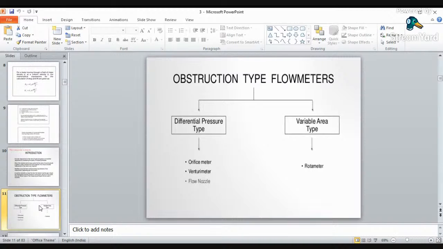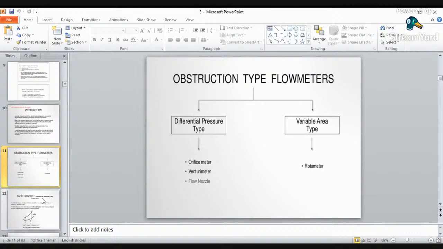Then there is one more principle used to calculate flow, which comes under variable area type measuring devices, or variable area flow meters. And here there will be a rotameter. So we will see them one by one.